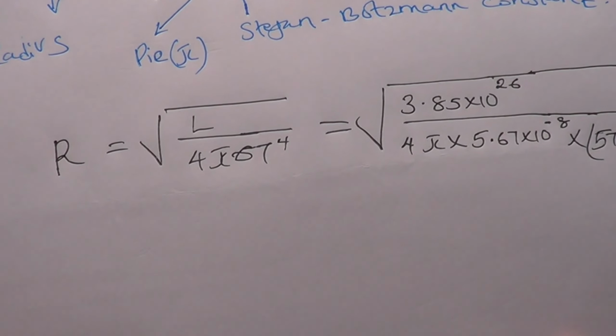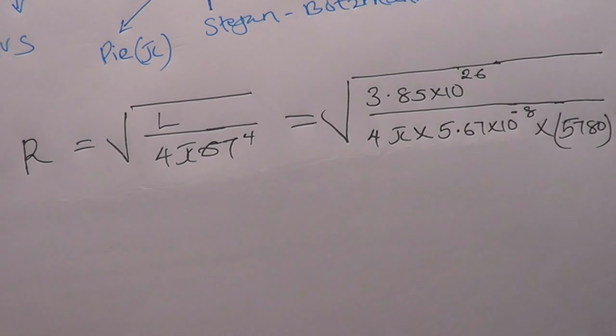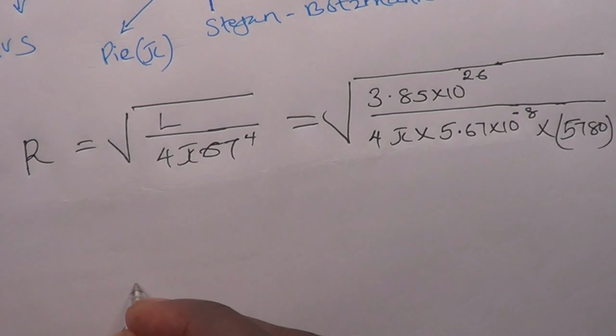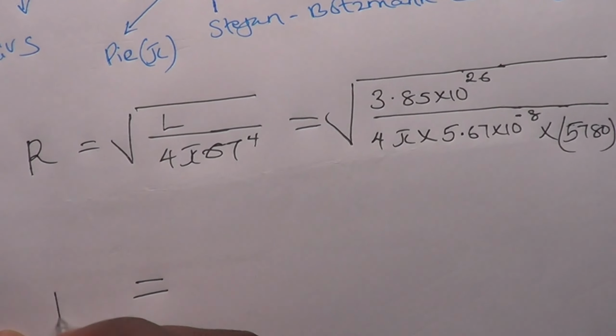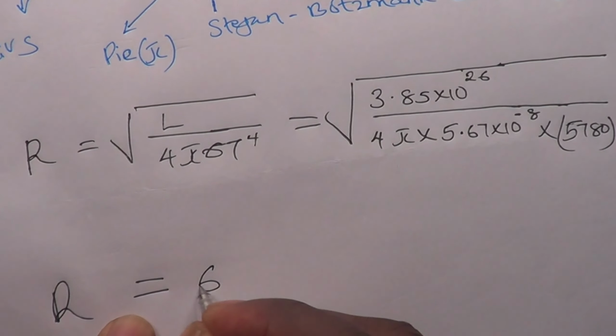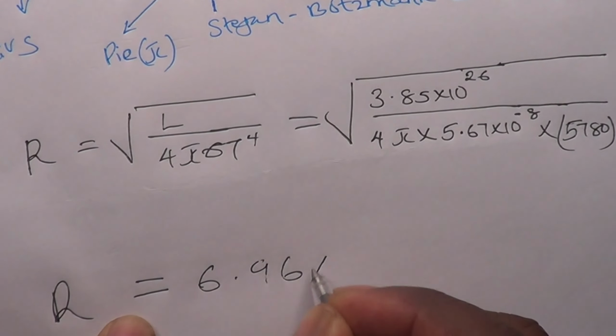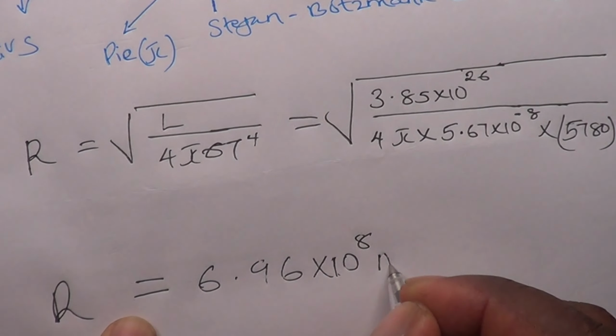Okay, so the next step, after calculating that, we get that the radius of the sun is 6.96 times 10 raised to the power 8 meters.